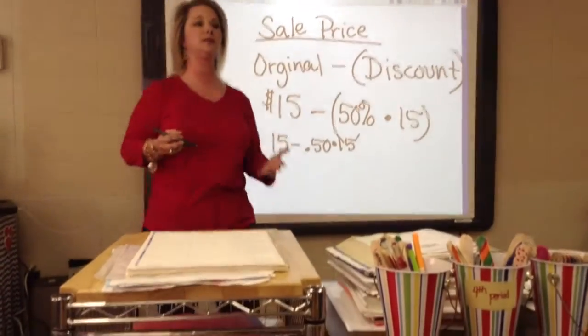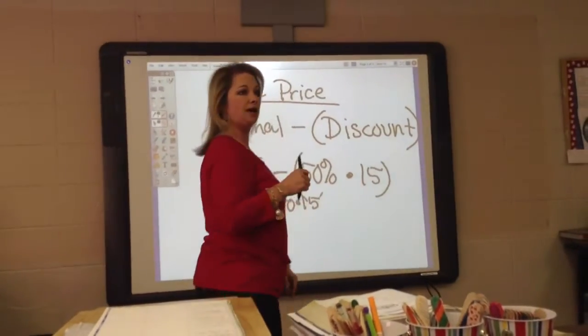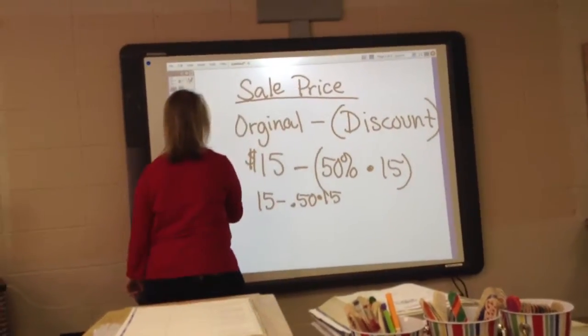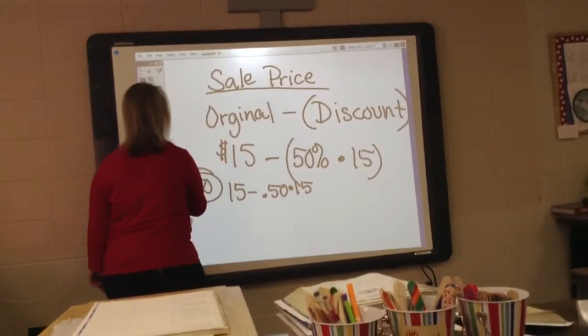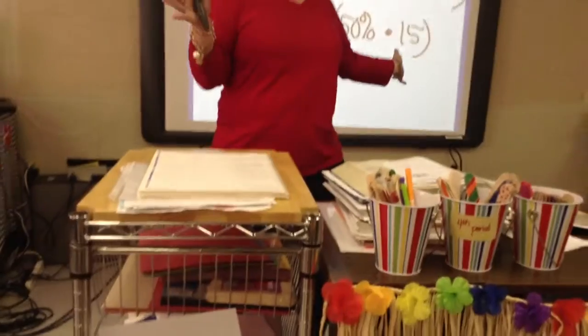So how much are we going to sell those t-shirts for? That's $7.50. We're going to get a deal, right? We're going for a deal. So $7.50. All right? So we started out with $15 t-shirts and they went to $7.50.